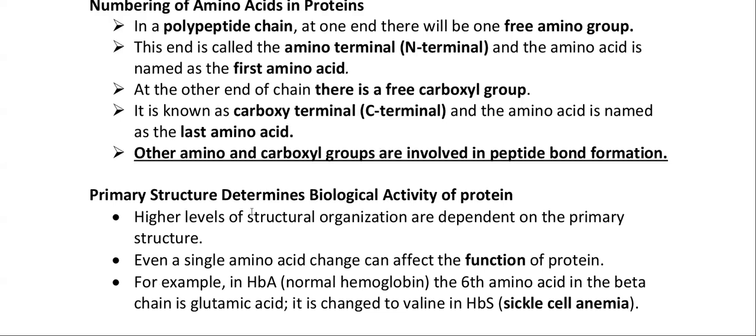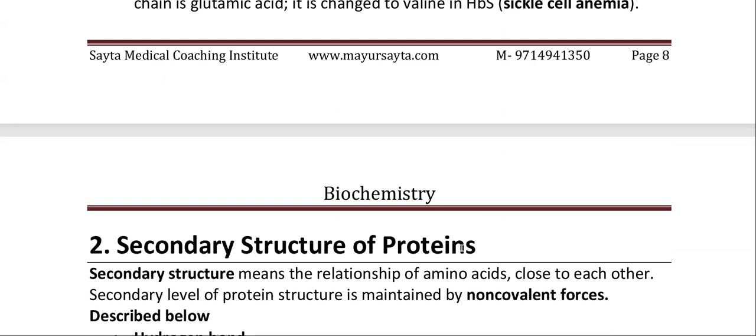Primary structure determines the biological activity of protein. Higher levels of structural organization are dependent on the primary structure. Even a single amino acid change can affect the function of protein. For example, in HbA, normal hemoglobin, the sixth amino acid in the beta chain is glutamic acid, changed to valine in HbS, in sickle cell anemic people. Normal hemoglobin HbA gene and HbS gene in sickle cell anemic people.